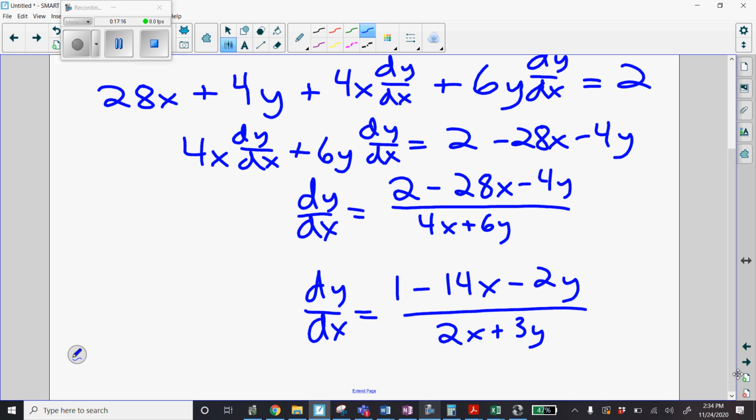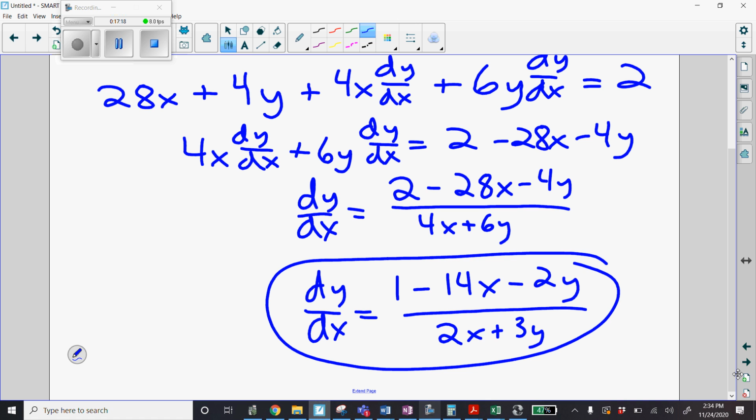Again, both of these answers are correct. The bottom one is the one that you're going to see on multiple choice. However, on free response, you may have to plug in a point, and it may be to your advantage to simplify because it makes plugging in the point a little bit easier to do. Okay.